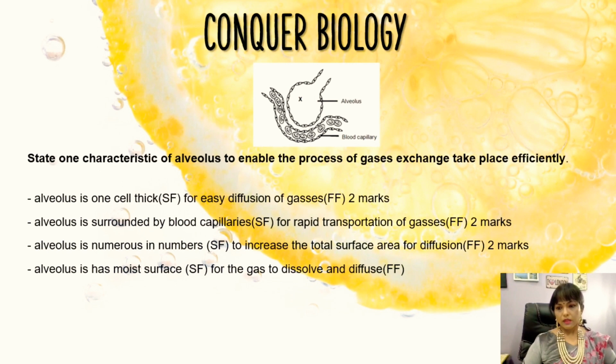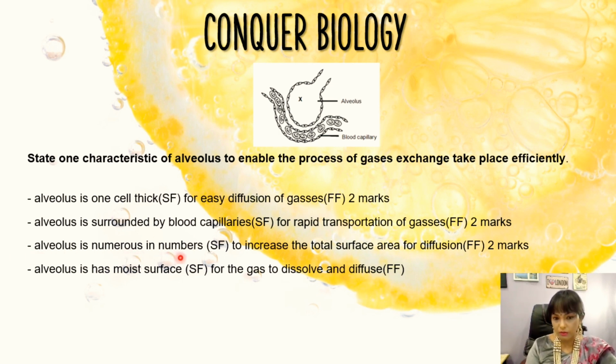In this slide, I've given you the answers. Please note that in each and every answer I've given you, I have a structural feature followed by the functional feature. That is what gives you the full marks. Look at the first one: the alveolus is one cell thick. That is the structural feature, followed by the functional feature: for easy diffusion of gases. The alveolus is surrounded by blood capillaries. That is the structural feature, an adaptation, a special thing in that cell. So what is it for? Why do they undergo all this trouble? For rapid transportation of the gases.